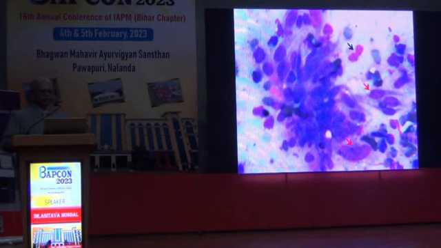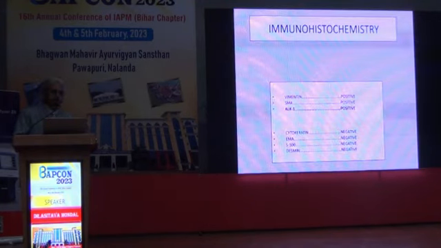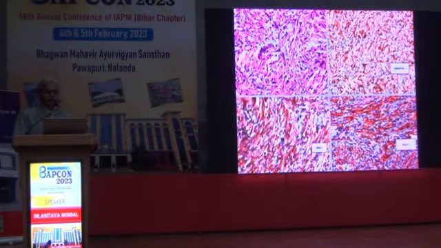So these are the spindle cells with lymphocytes mixed. So in the cell block we can find these are the spindle cells, these are the lymphocytes. So anyone thinking of inflammatory myofibroblastic tumor? You can find spindle cells and inflammatory cells mixed together. On immunohistochemistry, this ALK1 is positive. ALK1 is very characteristic of inflammatory myofibroblastic tumor.